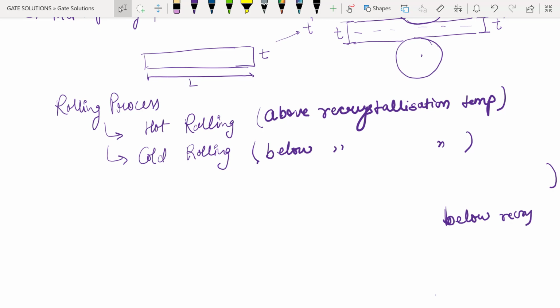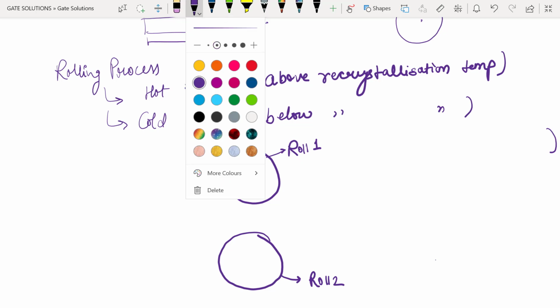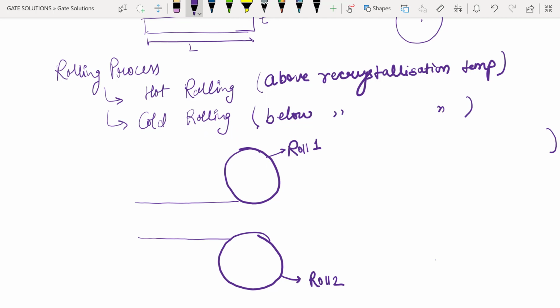Now we will try to understand the mechanism of this rolling process. Let me draw two rolls first. This is roll 1, this is roll 2. Now I am passing the material of thickness H and I am getting the thickness H dash. The contact the roll makes with the workpiece is this much. This is the contact zone, which makes an angle theta.